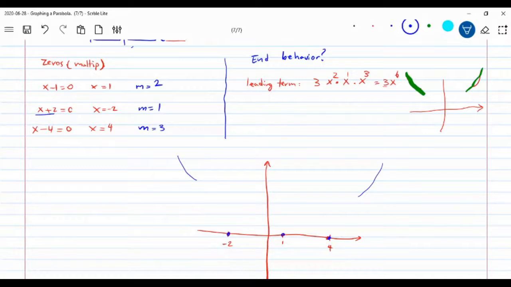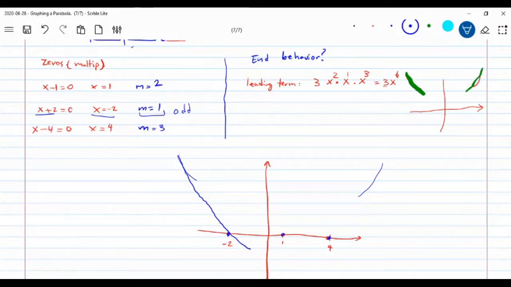Multiplicity tells you if you touch or cross. So I'm going to start from the left side, for example. I continue the path of this curve, and I approach that solution -2. Do I cross or do I touch that point only? I look at the solution -2. What is the multiplicity? Multiplicity is 1. If you have an odd multiplicity, graph crosses.